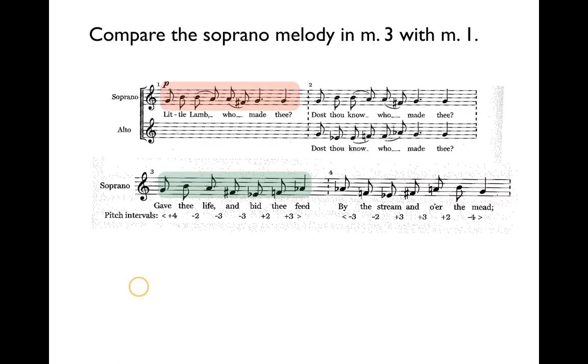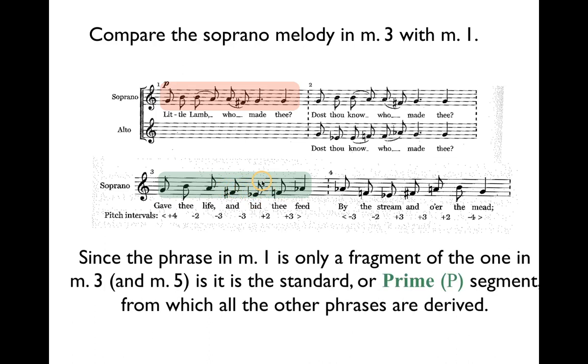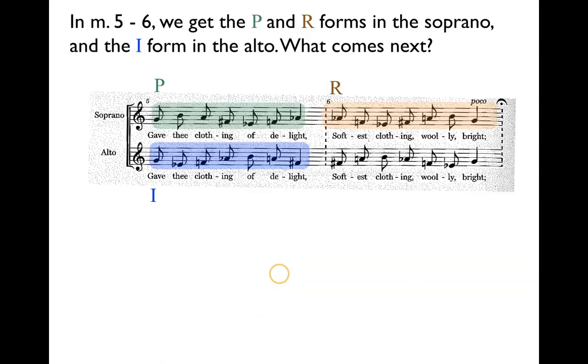The soprano melody in measure 1 with the soprano melody in measure 3, right? It's basically adding notes. Since the phrase in measure 1 is only a fragment of the one in measure 3 and measure 5, it is the standard or prime segment from which all the other phrases are derived.